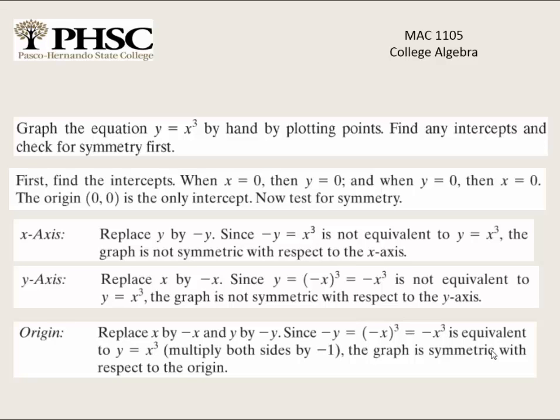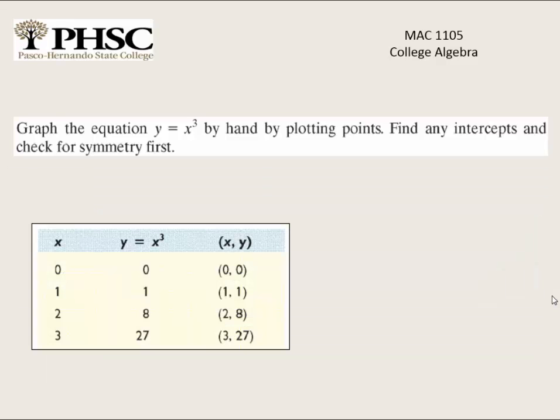And then the last one is the origin. So we're going to replace x by negative x and y by negative y. So negative y equals, in parentheses, negative x to the third power, which is negative x to the third power. This is in fact equivalent to y equals x to the third power. You just multiply both sides by negative 1. So this is in fact symmetric with respect to the origin.